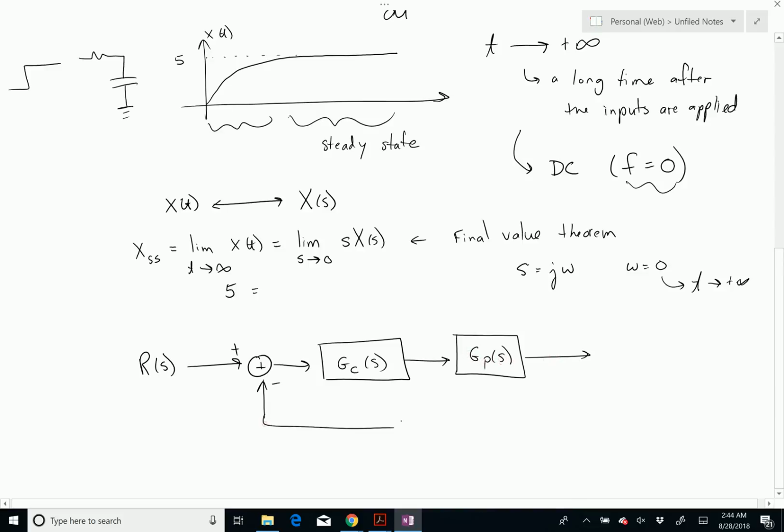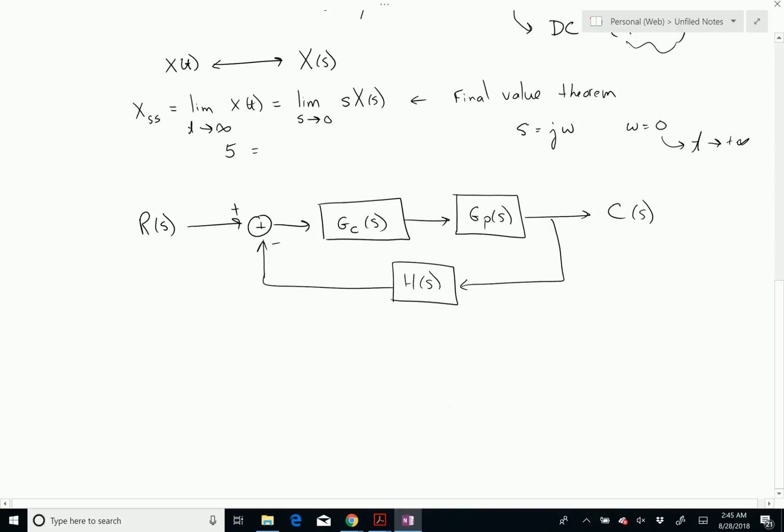And then down here, there's a sensor, okay? I call this C of S. Now the plant is given, and this is given. So what you should see is that C over R equals GC GP over 1 plus GC GP H, like that, okay? This is what we have.